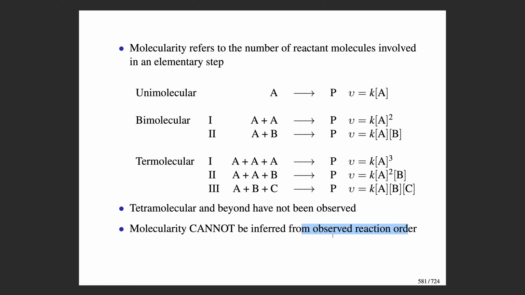Now, if you know the mechanism, if you know the true mechanism for the stoichiometric reaction that you're talking about, you can derive the rate law from the elementary steps. However, you can't go the other way in general.